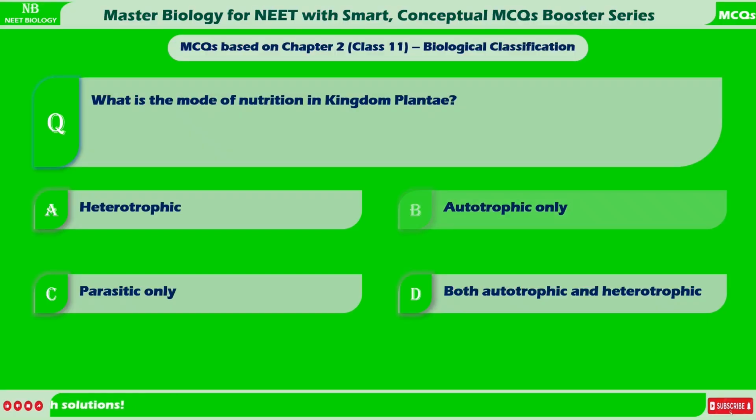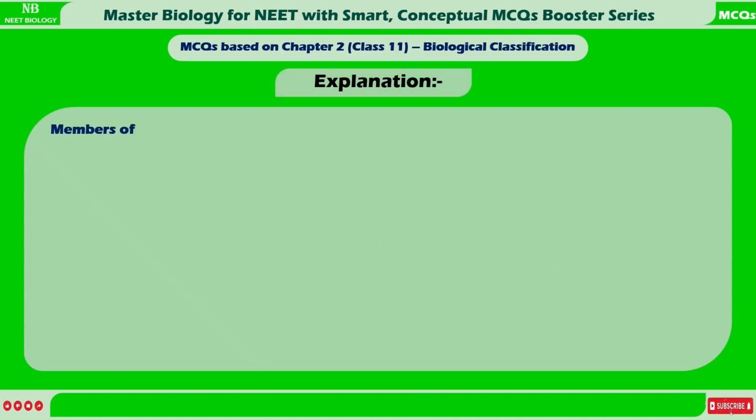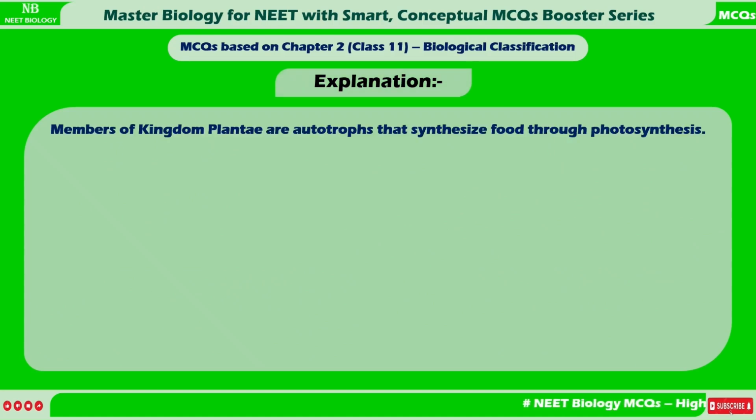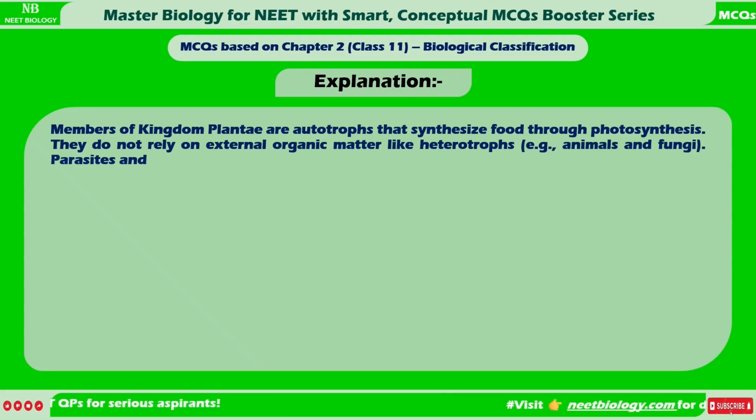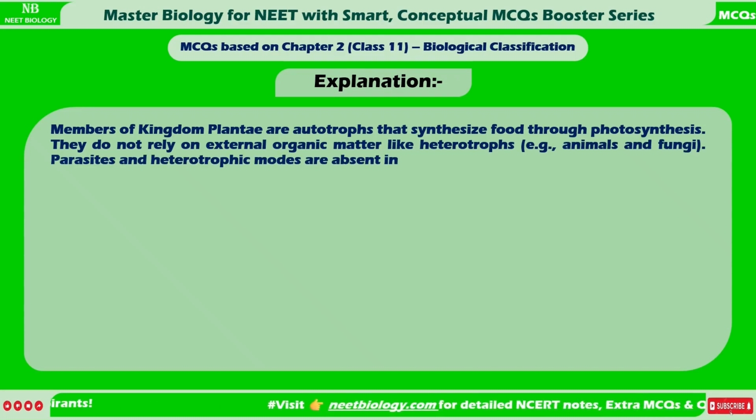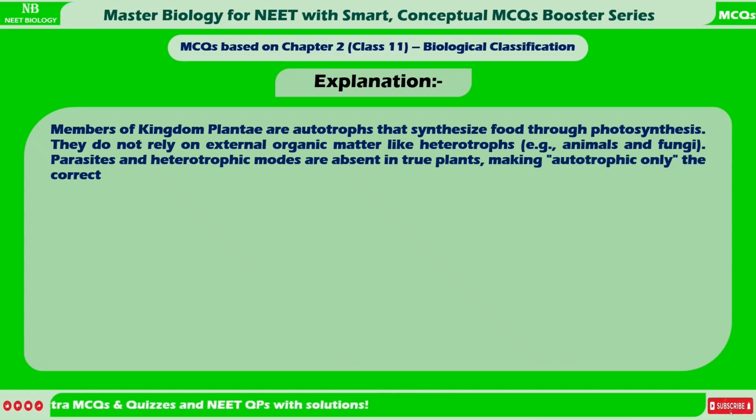Correct answer is B. Autotrophic only. Explanation: members of Kingdom Plantae are autotrophs that synthesize food through photosynthesis. They do not rely on external organic matter like heterotrophs, for example animals and fungi. Parasites and heterotrophic modes are absent in true plants, making autotrophic only the correct choice.